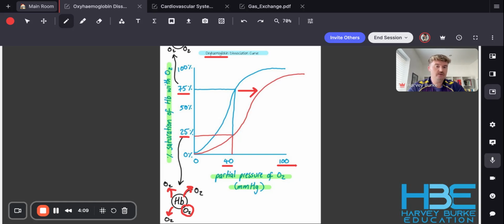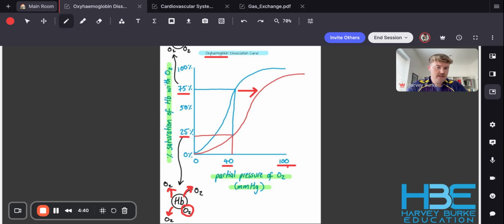You don't need to know these values off by heart, but this is just for a bit of reference. 100 millimeters of mercury is a lot. 40 millimeters of mercury of oxygen isn't a lot. And millimeters of mercury, you don't really need to understand that. It's just a unit of measurement. The same way that you measure the amount of a liquid in liters, you measure the amount of gas in a mixture of gases in millimeters of mercury, but it's not important that you know that.